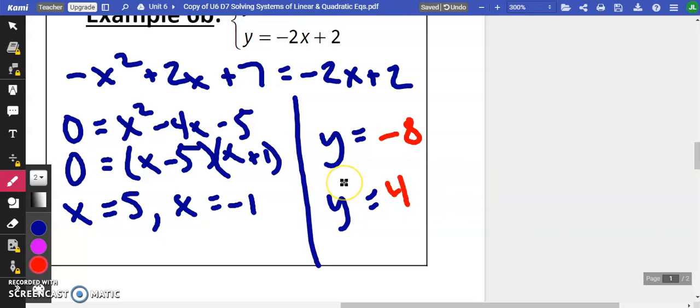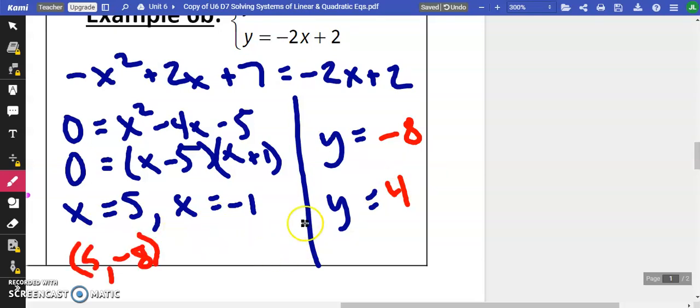And so basically, to present our final answer, we're just going to put the x's and y's together. So when x equals 5, y was negative 8, so that'll be my first ordered pair. When x was negative 1, y was equal to 4, so that'll be my second ordered pair. And now that I've got my answers written as points, that's really all we need.